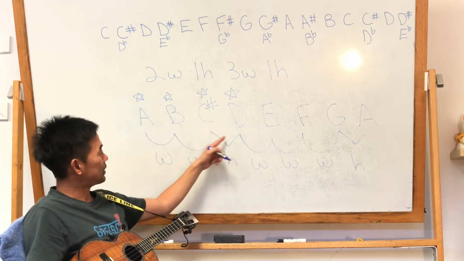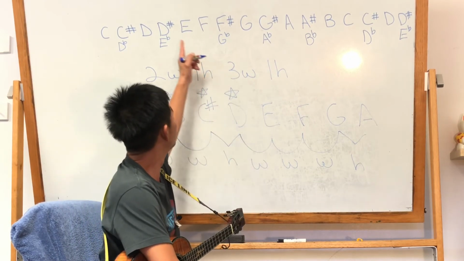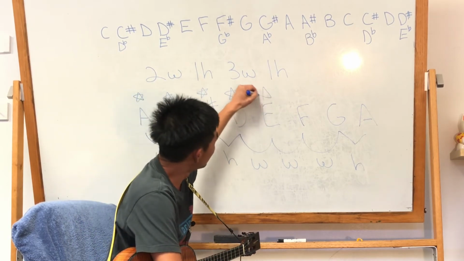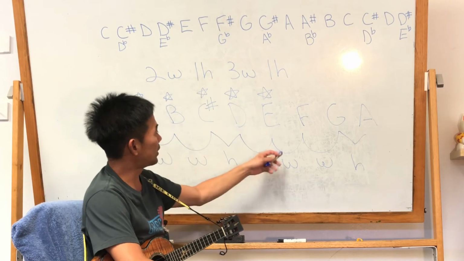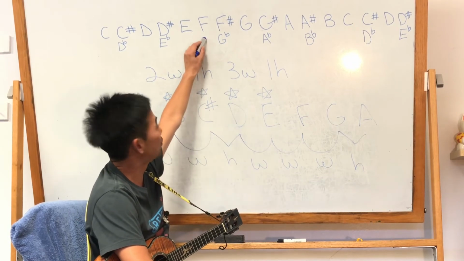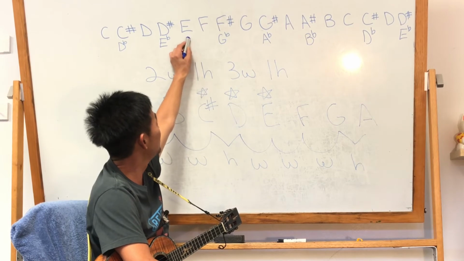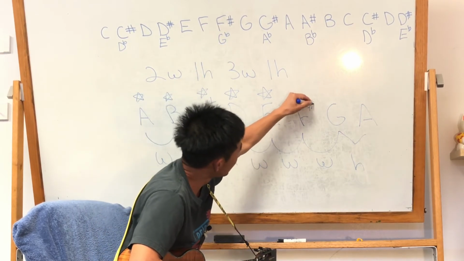So half step, D is good. D to E, is that a whole step? D to E, that's a whole step, that's good, okay? E to F, is that a whole step? E to F is a half step. So to make it true, E to F sharp is a whole step, okay?